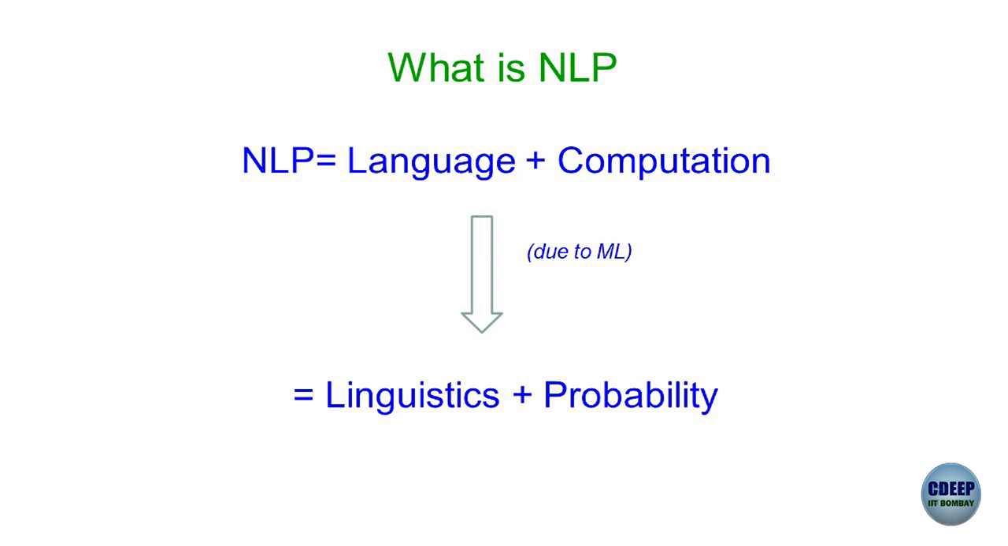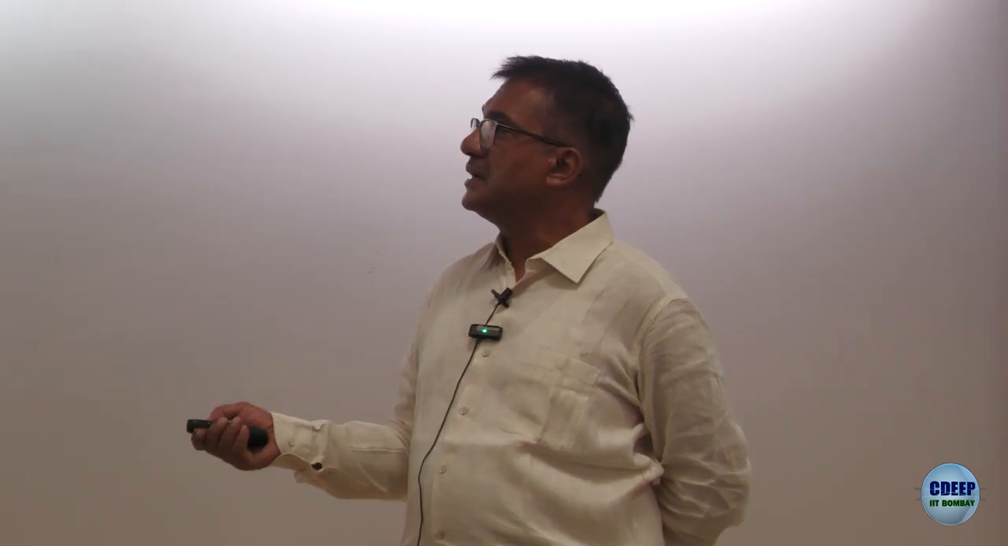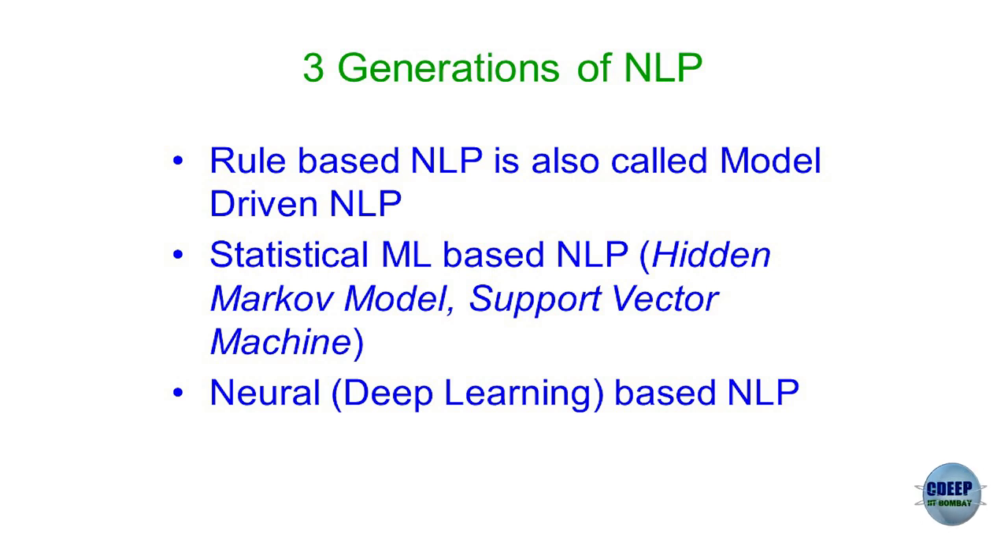Now, there are three generations of NLP. The rule-based natural language processing, also called model-driven NLP: we create a model, or we think of a model for language and task, and we give rules for solving a task. Then statistical machine learning-based NLP, examples are hidden Markov models, support vector machine, etc. Support vector machines were very successful for text classification. And then neural, which is the paradigm for today, these modern times, this is deep learning based NLP. And the course is concerned with understanding deep learning for NLP. But to appreciate deep learning for NLP, we have to often refer to statistical NLP and rule-based NLP.